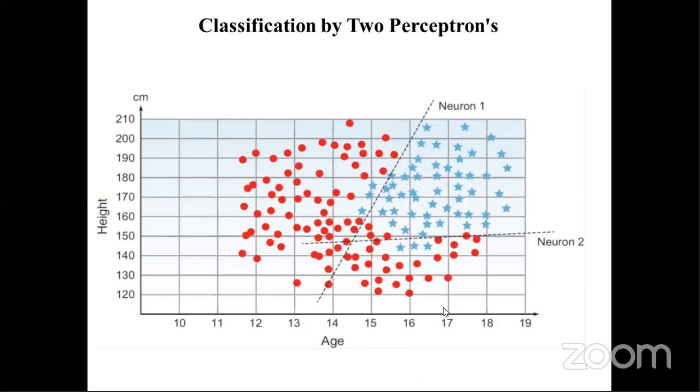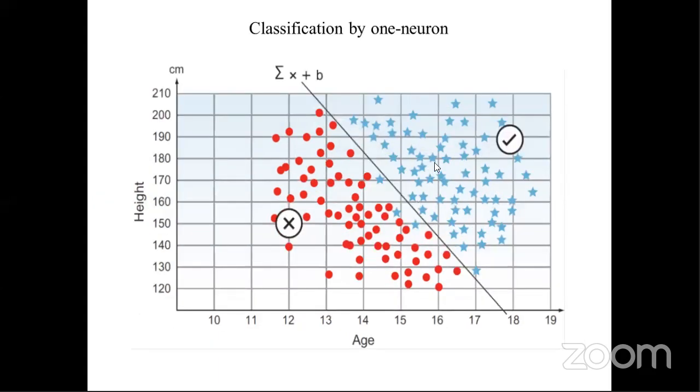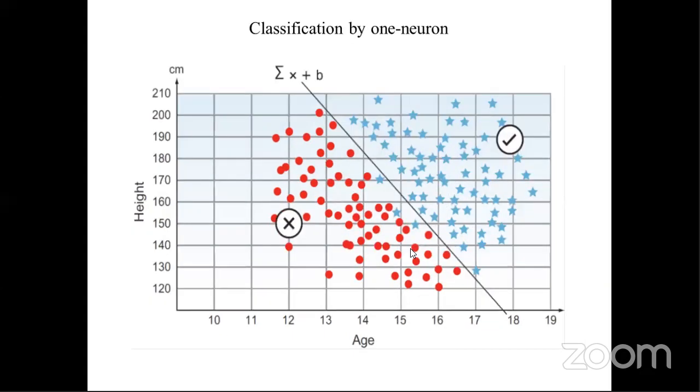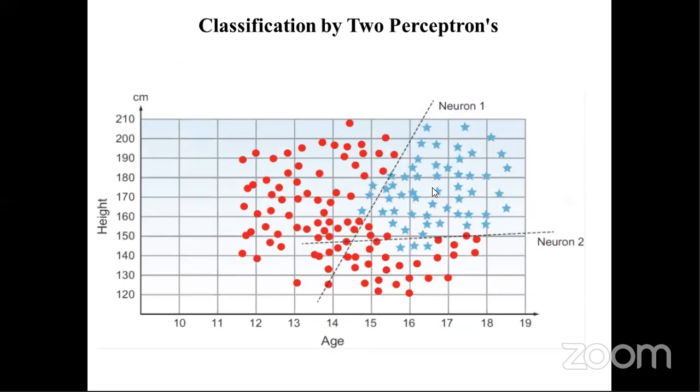Now I have drawn another line. I am calling this the neuron 2 line. So now I have got two lines, and with these two lines I could separate the data. When you compare this slide data with the previous slide data, you will know that the second slide data is more complex. With the first data, you can easily separate with one line, whereas this is complex data, so you need two lines.